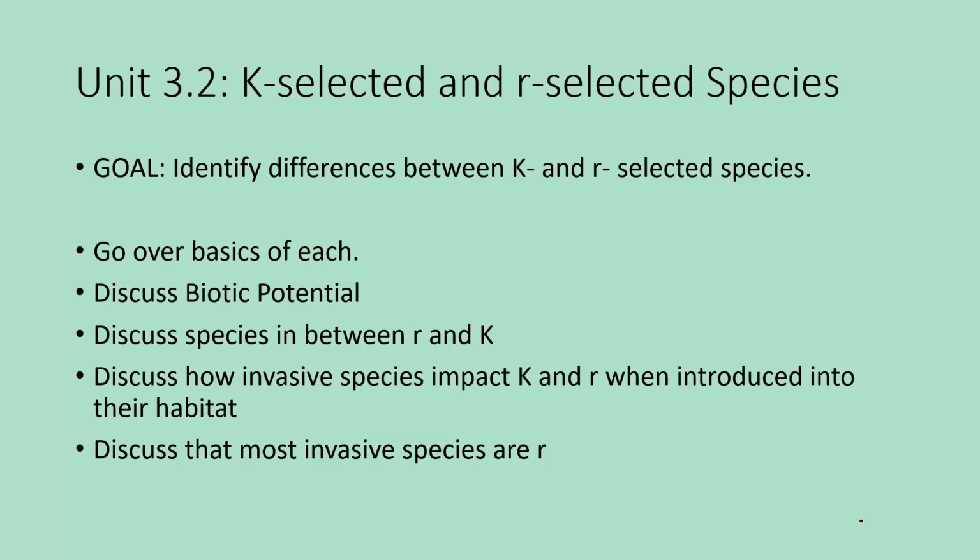Now we're going to talk about K versus R selected, and we're going to see that this is kind of related to generalists versus specialists. So we're going to go over basics of each, discuss biotic potential, discuss species that are in between the R and the K, and discuss how invasive species impact both of them when introduced, and make sure we mention that invasive species, most of them are R selected.